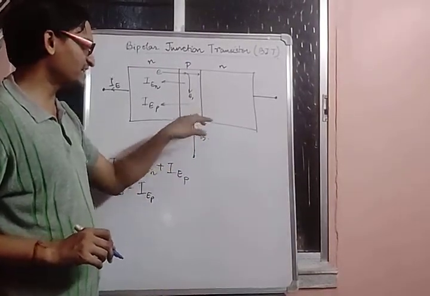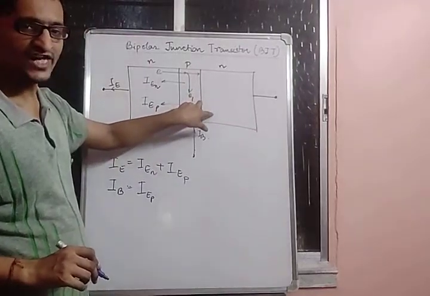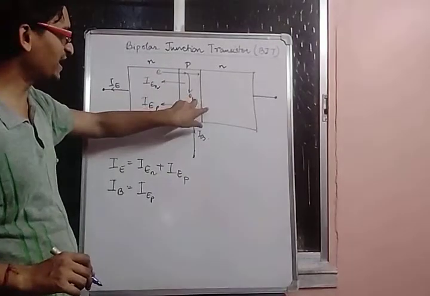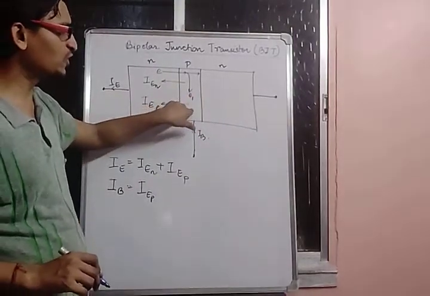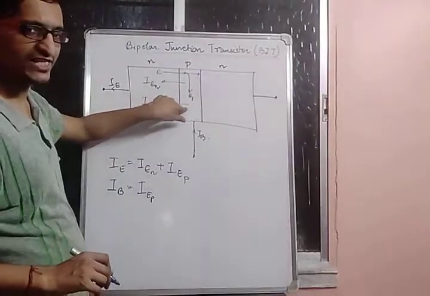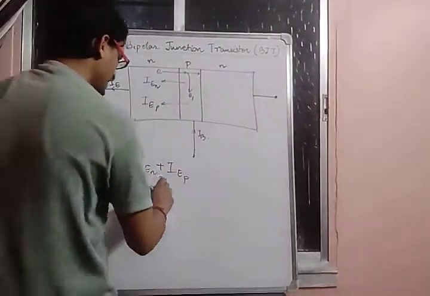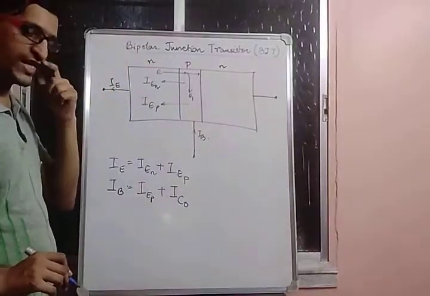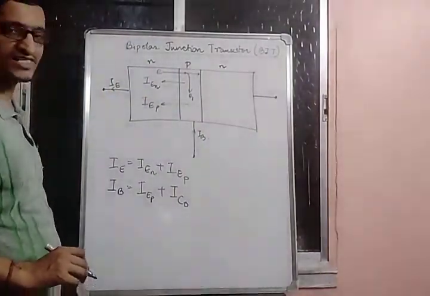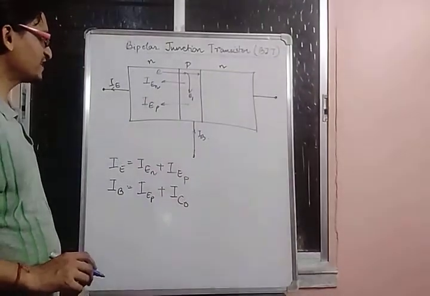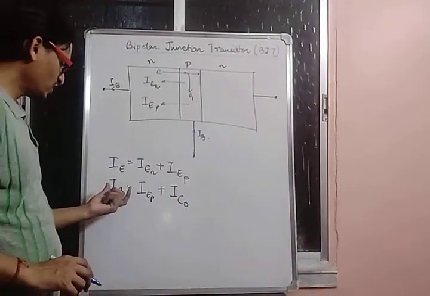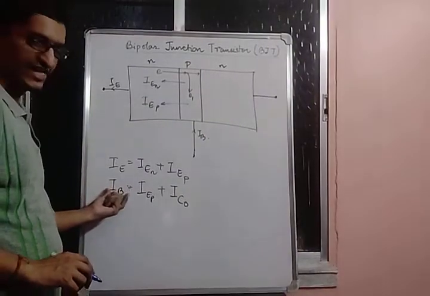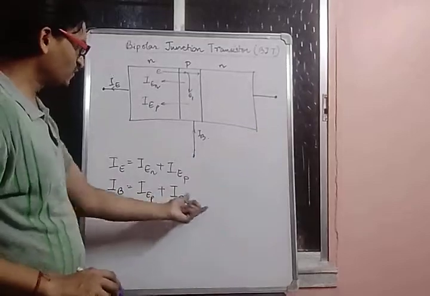This junction is basically reverse biased. Since this junction is reverse biased, reverse saturation current will flow from this N type to P type as well as from P type to N type. Let us represent this reverse saturation current by ICO. So this is basically the reverse saturation current. So basically your IB consists of two components.